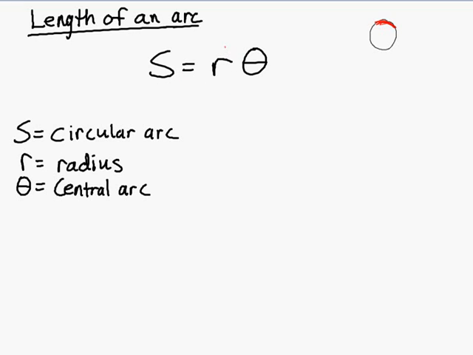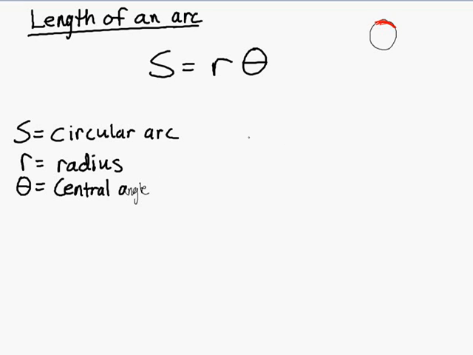Okay, R is going to be your radius, and central, I don't know why that says arc, people. Don't put that in. That's supposed to say central angle. Central angle. Okay.